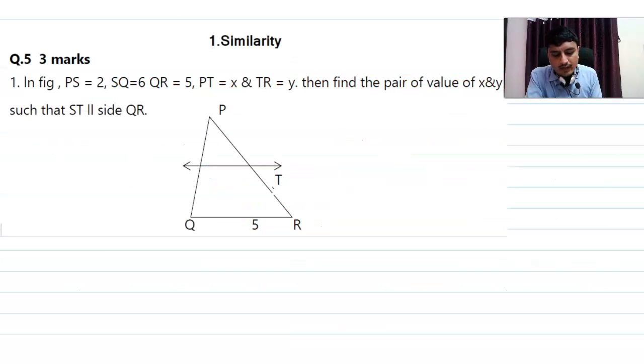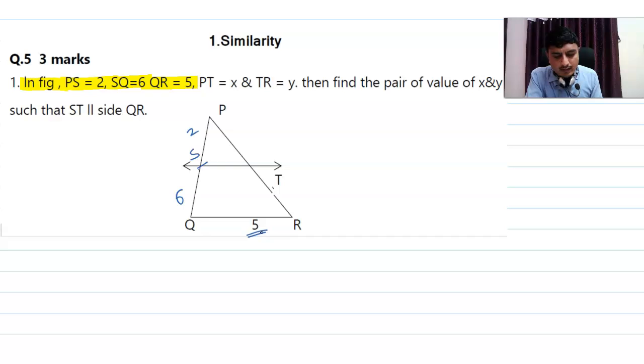First sub question we have, it is of the form, in the figure PS is equal to 2. We have given the value of PS. Here we have the S point. PS is 2. Next to it, SQ is 6. So we have SQ equal to 6. Next to it, QR equal to 5. So I am writing QR, that is 5.